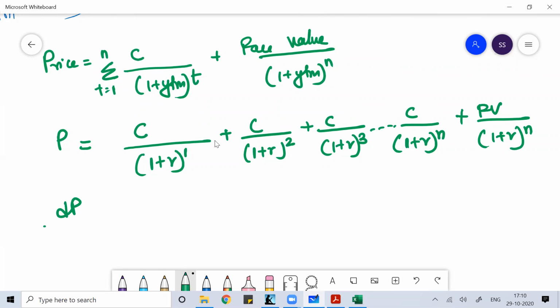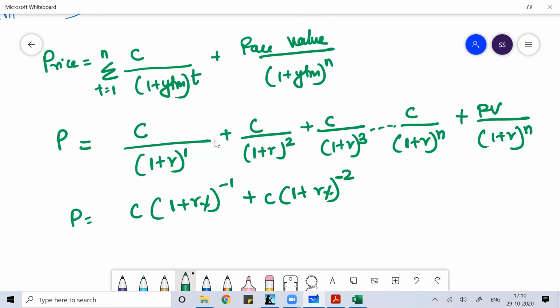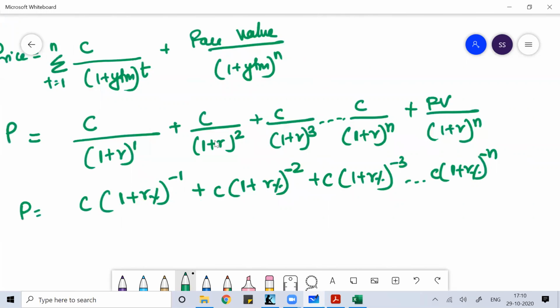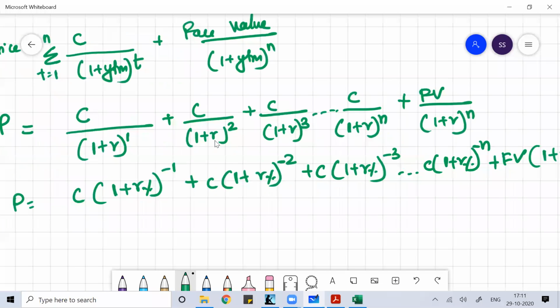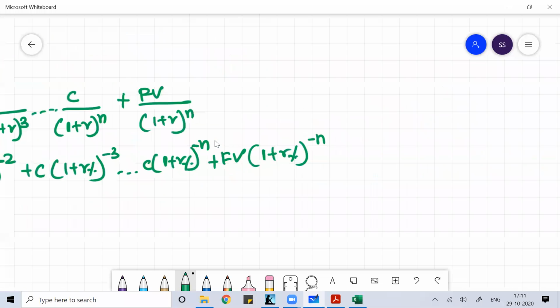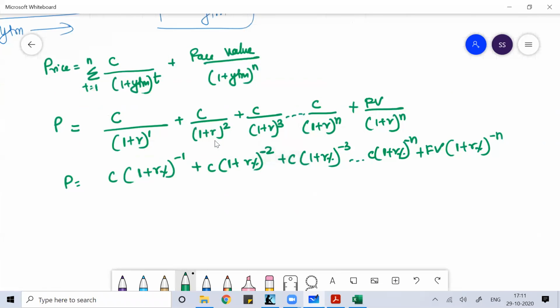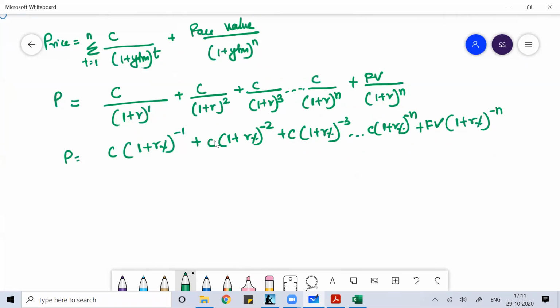Now, if I differentiate the price with respect to R, before that, I can write the same thing as coupon into (1 plus R percent) to the power minus 1, plus coupon into (1 plus R percent) to the power minus 2, plus coupon into (1 plus R percent) to the power minus 3, similarly coupon into (1 plus R percent) to the power minus n, plus face value into (1 plus R percent) to the power minus n. So you can write it like this. Now once you write it like this, you can do the differentiation. Here all are in percentages, so don't get confused with the percentage.